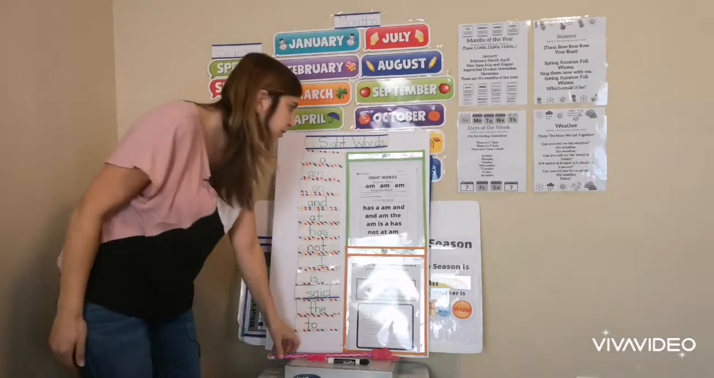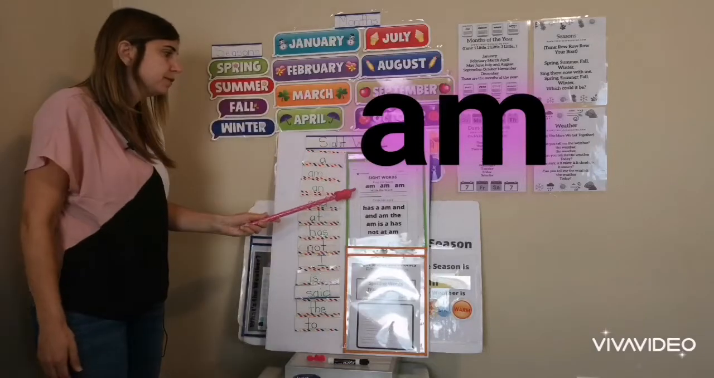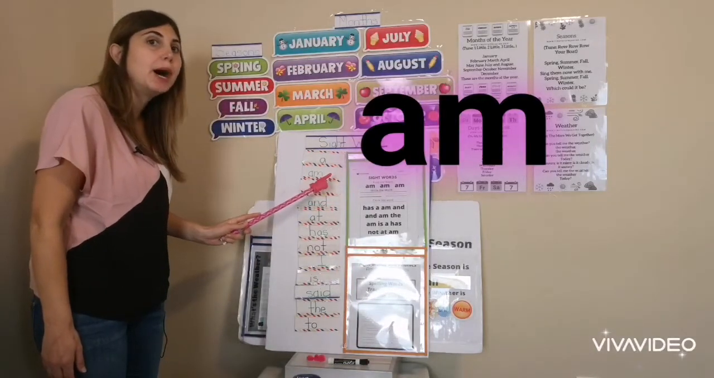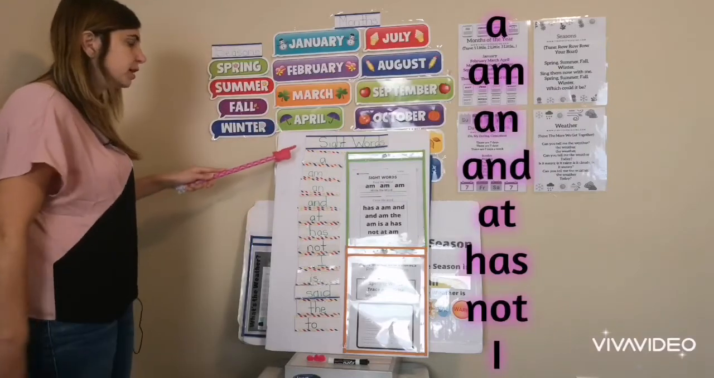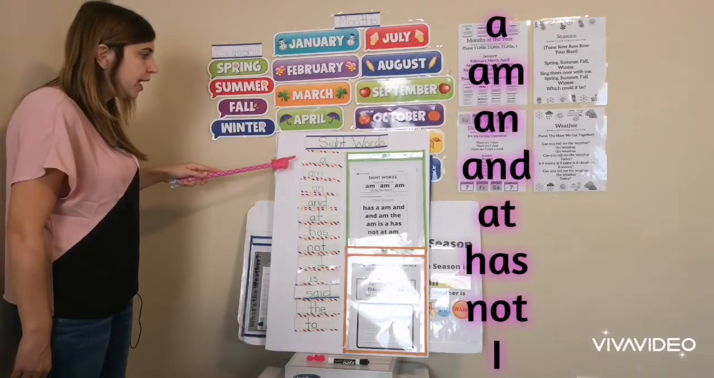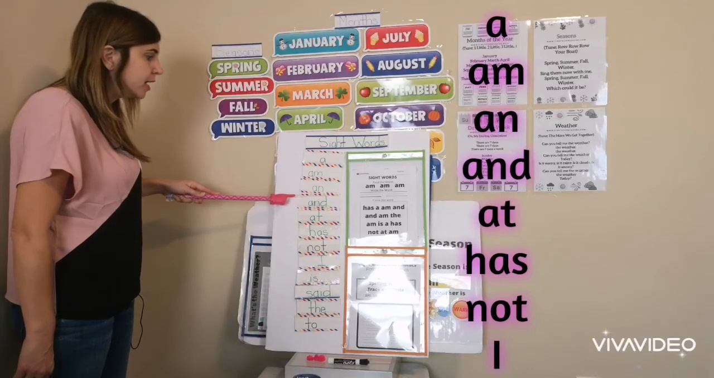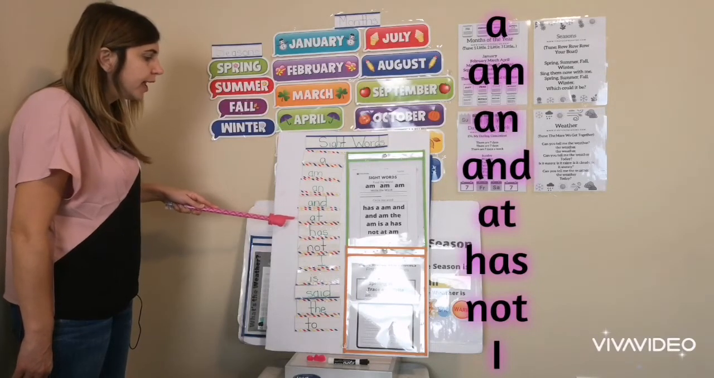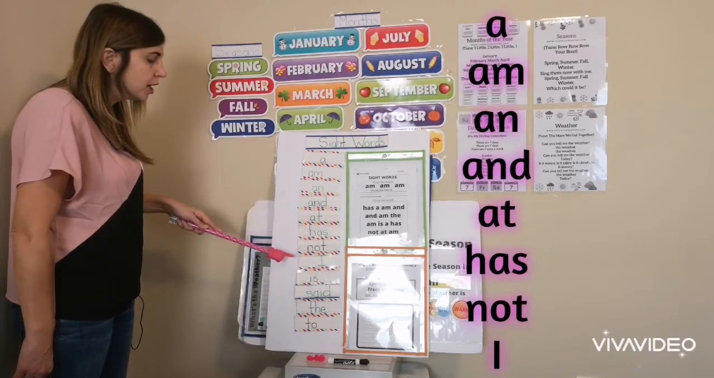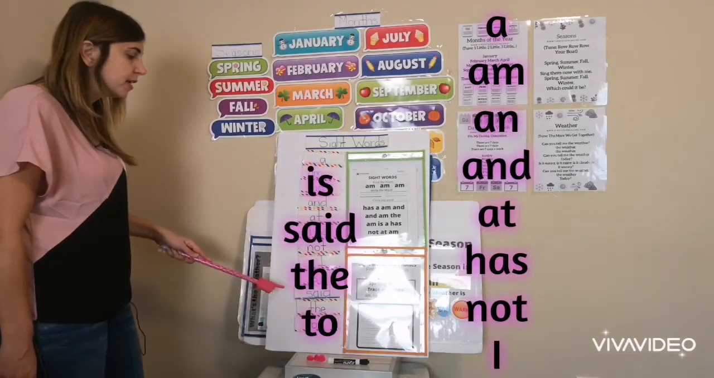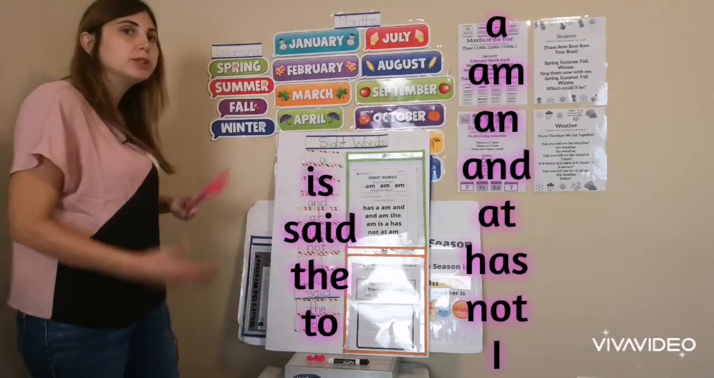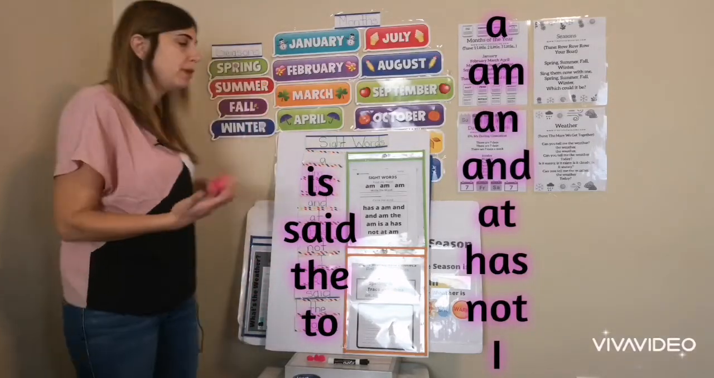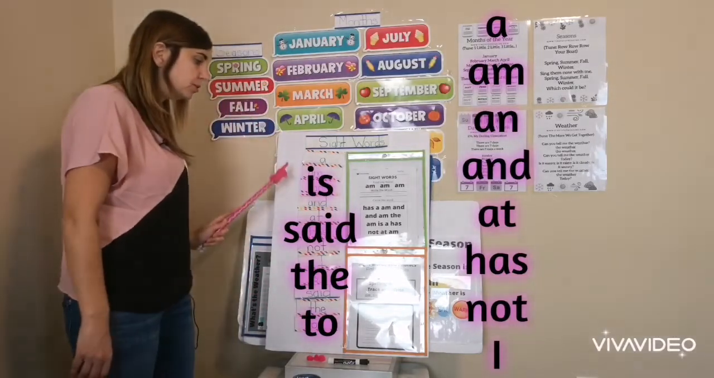So our new sight word for today is am. Am. Let's read our old sight words that we've learned so far: a, am, an, and, at, has, not, I, is, said, the, and to. Sight words are the words you memorize. You make flashcards and you remember these words.